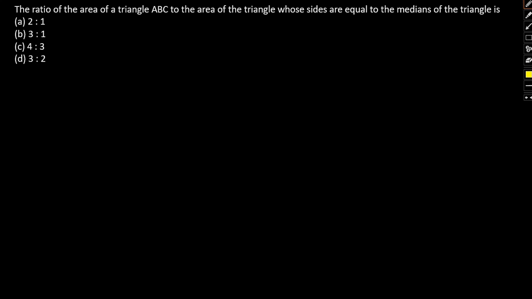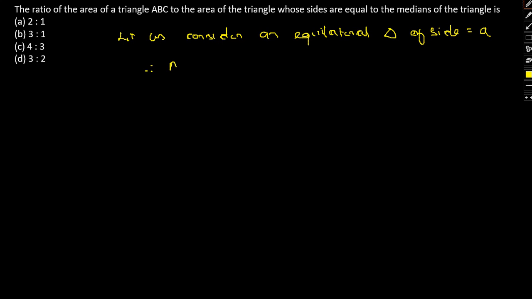The ratio of the area of the triangle ABC to the area of the triangle whose sides are equal to the median of the triangle is. Okay, so basically we have two triangles, one triangle ABC and another triangle whose sides are equal to the median of the triangle. So now let us consider an equilateral triangle of side equal to a. So therefore area, say, let us name the triangle ABC.